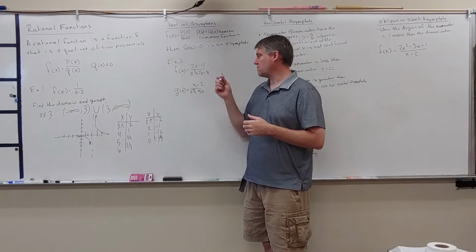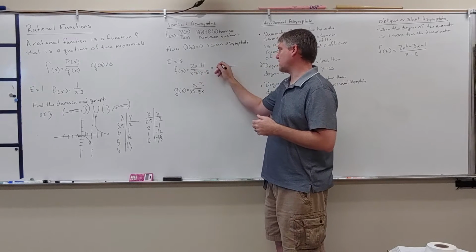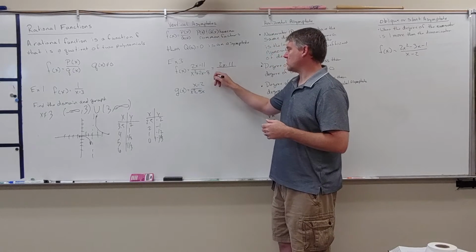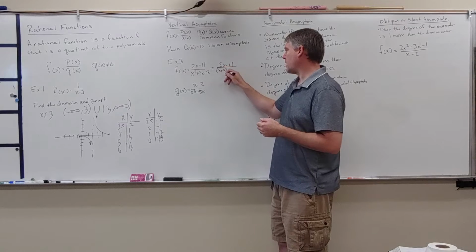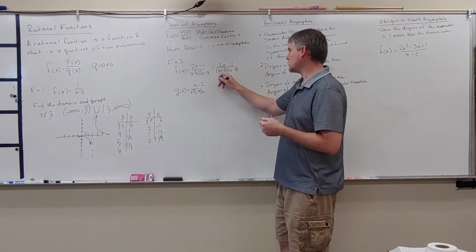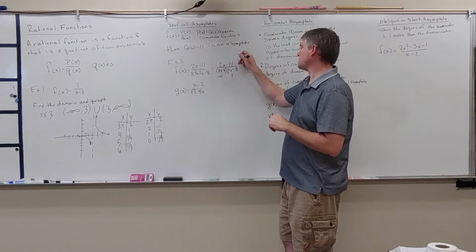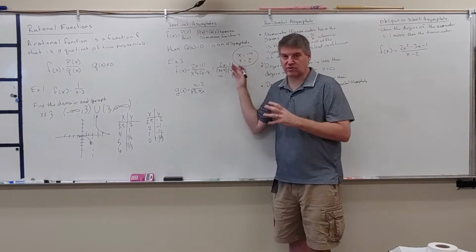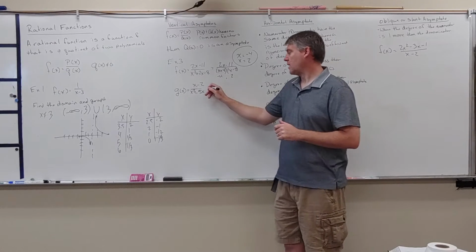So here, if I want to find my vertical asymptotes, the first thing I need to do is factor my denominator. So I'm going to factor this here. This is x plus 4, x minus 2. So negative 4 and 2 are my zeros. My asymptotes here are going to be x equals negative 4 and 2. There are my asymptotes. I have 2 vertical asymptotes for this function.